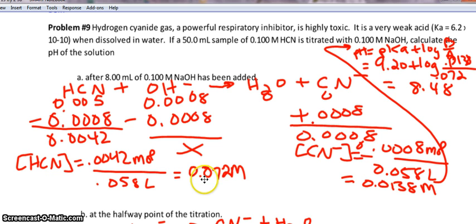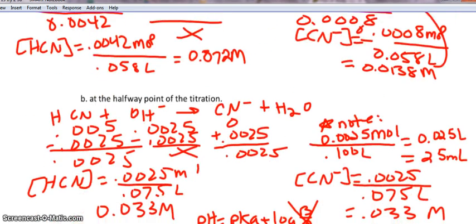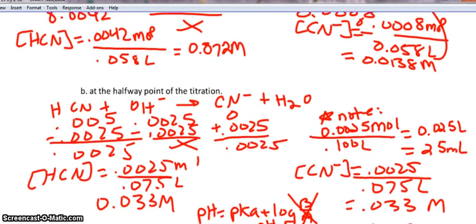And once I have the molarities of both the HCN and the cyanide ion, up here is where I plugged it into my HH equation. I found the pH is 8.48. At the halfway point, this is the exciting stuff. Look what happens. You have identical amounts of moles of the HCN and the cyanide ion. And so notice that their molarities are identical when I came up with the molarities.